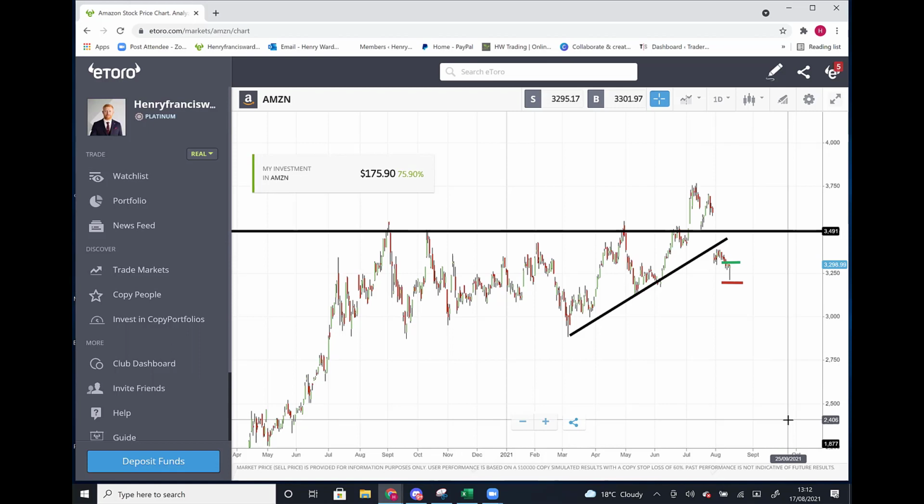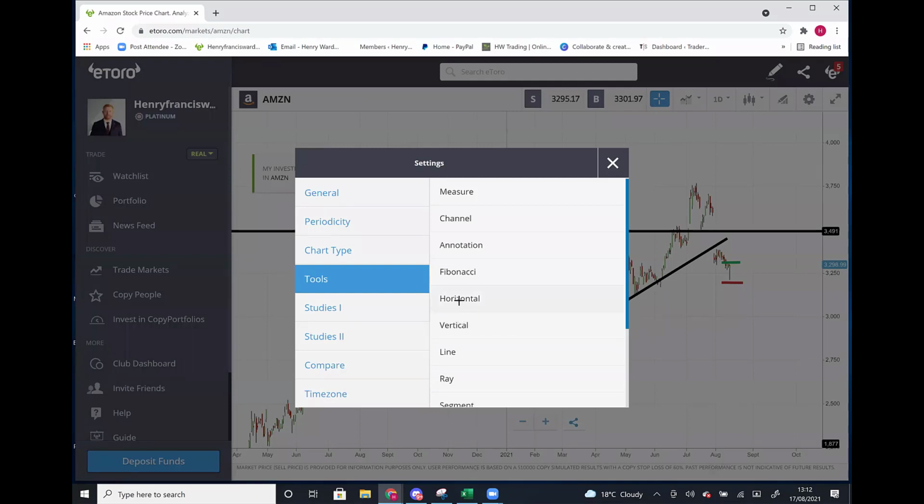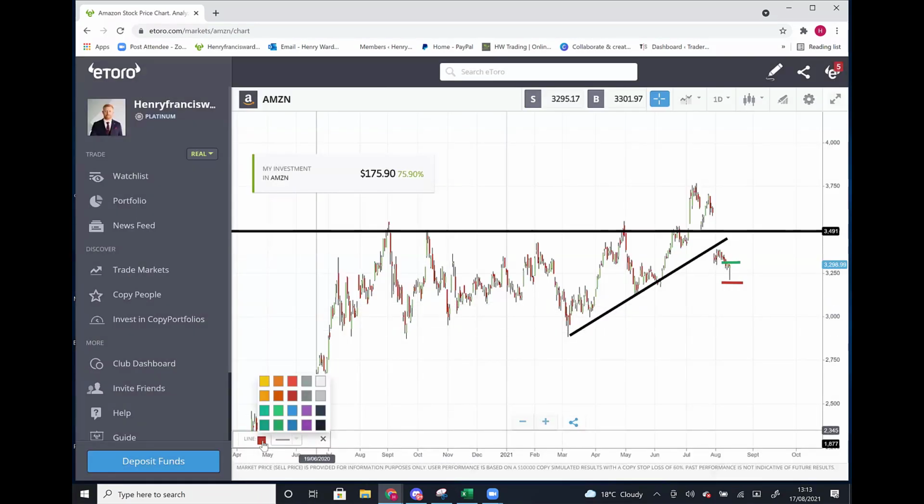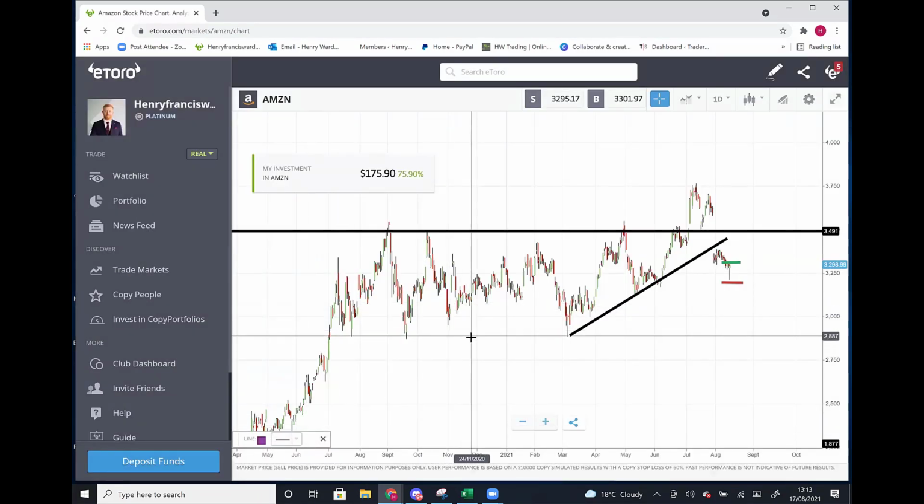Give me an approximate number where you think the stop loss should be. Someone said about 2850. Okay. I'm assuming that's where you're talking about. Anyone else have any? Is that correct, or does anyone else have a different take on this?